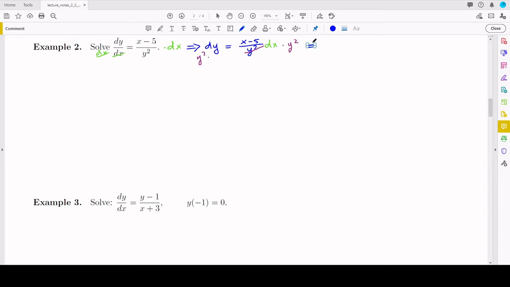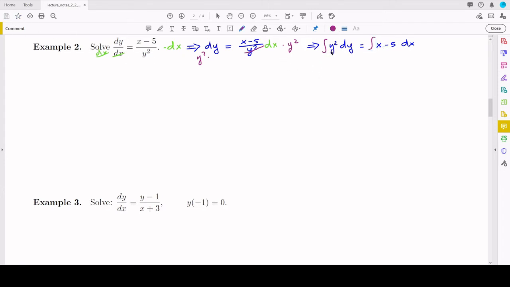What I now have is y squared dy equals (x minus 5) dx. Next step is we're going to integrate on both sides. So we're going to integrate y squared, we're going to integrate x minus 5.